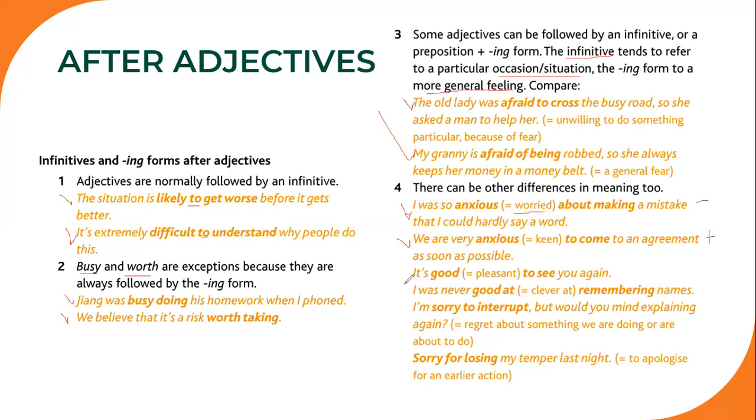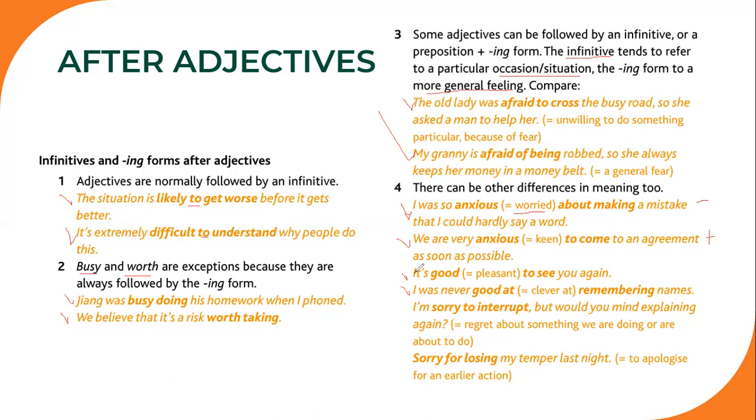Jessie, please read the other examples. Good or good at? Okay, it's good, pleasant to see you again. It was never good at, clever at, remembering names. All right. So it's good to see you. It's good to meet you. It's good to be here. This means it's pleasant. All right.